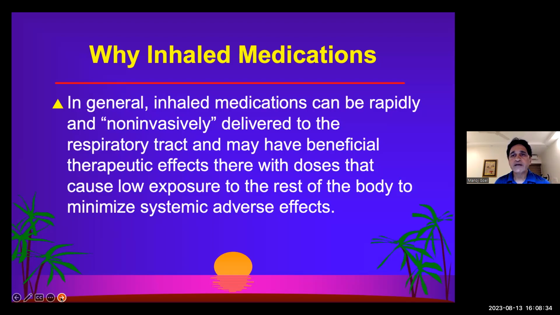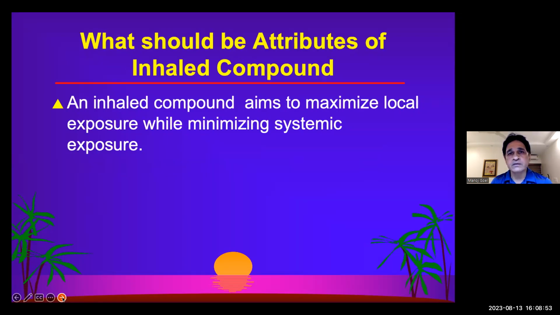In general, inhaled medications can be rapidly and non-invasively delivered to the respiratory tract and may have beneficial therapeutic effects there with doses that cause low exposure to the rest of the body, to minimize systemic adverse effects, and we can achieve a good therapeutic concentration in the lungs. So the inhaled compound aims to maximize local exposure while minimizing systemic exposure, and that is the aim of drug delivery.